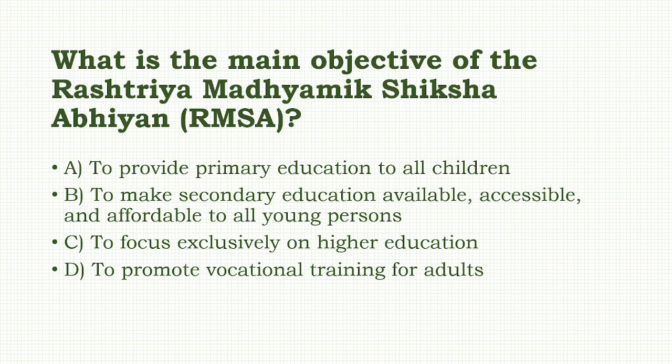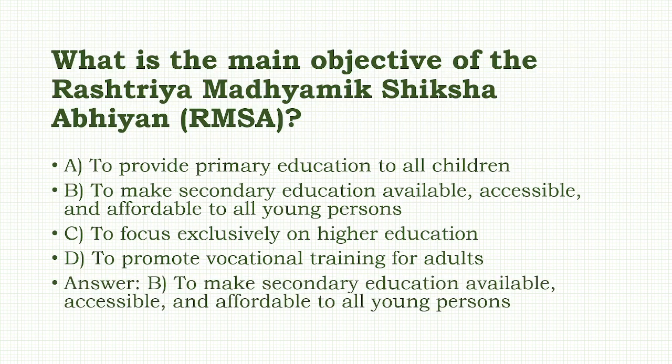What is the main objective of the Rashtriya Madhyamik Shiksha Abhiyan RMSA? Option: to provide primary education to all children, to make secondary education available, accessible and affordable to all young persons, to focus exclusively on higher education, to promote vocational training for adults. Answer of this question is option B, that is to make secondary education available, accessible and affordable to all young persons.